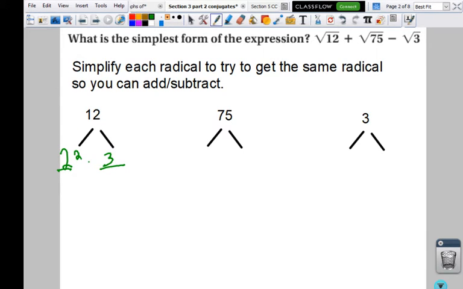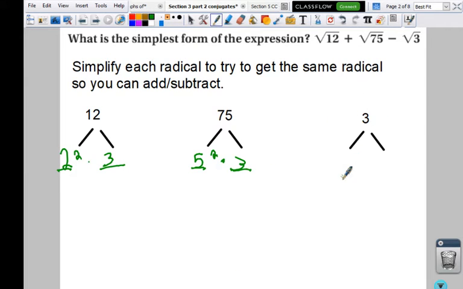Let's look at 75 now. I want to know what squared times what equals 75. So we're going to pick things and see if we can make it. 5 squared times 3. Yeah, 5 squared times 3. Alright, 5 squared times 3 is 75.